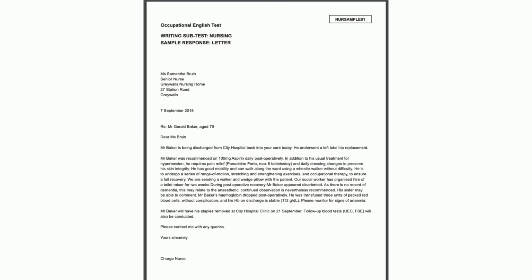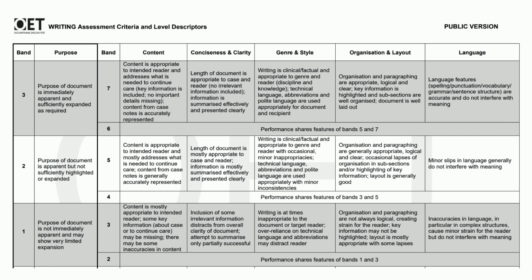Cool. Okay, these weird sort of things you're looking at here are called the criteria. Now, this is what the OET assessors, the people who are marking your writing, are looking at while they mark your writing. So you're graded on purpose, content, conciseness and clarity, genre and style, organization and layout, and language.